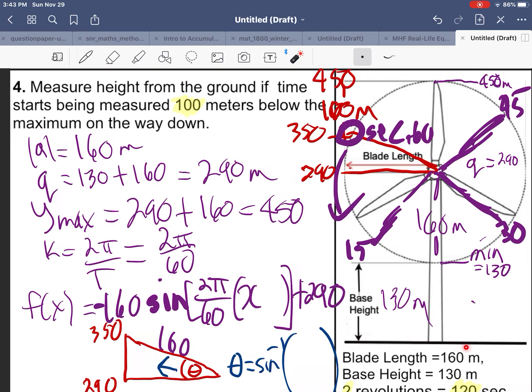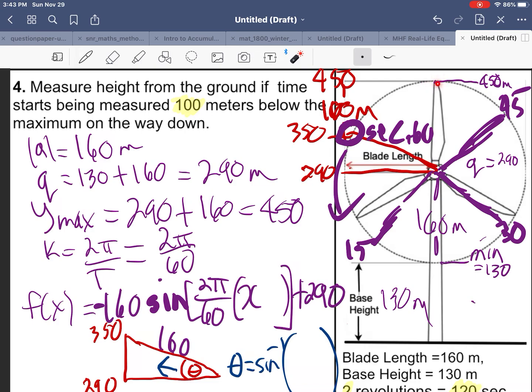Q, which is the midline, is the distance from the ground all the way up to the middle. So I've got to go 130 meters, the base height, and then I've got to go a radius, which is 160 meters. If I add those two together, 160 and 130, I get to the midline. The midline is 290.